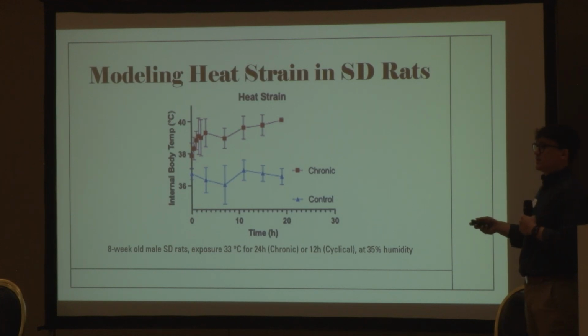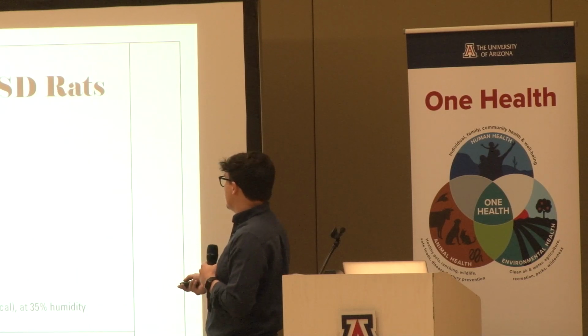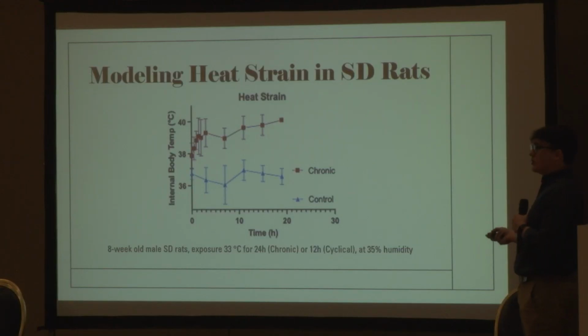So in the literature up to this point, there hasn't been a lot of consistency in heat-related models, the way that they heat, the temperature that they heat, and the outcomes. And so what I wanted to do was find something that was more replicable, something that was more consistent. And so what I did at first was take some 8-week-old Sprague-Dawley rats and increase their environmental temperature to 33 degrees Celsius and measure their internal body temperature, and that's exactly what I did.